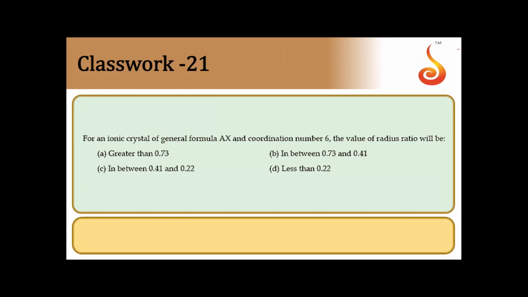21st. For an ionic crystal of general formula AX, the coordination number is 6. Then what is the radius ratio? This can be known from the radius ratio table. Here, the radius ratio is between 0.41 and 0.73, so the coordination number comes to 6. So the answer is B. The table we need to remember.